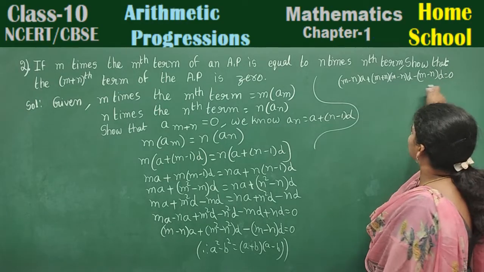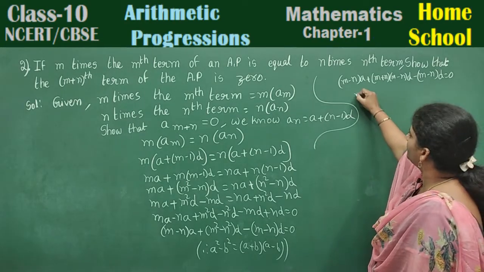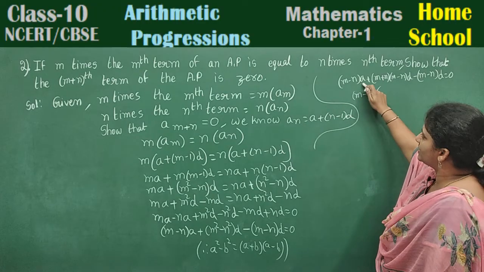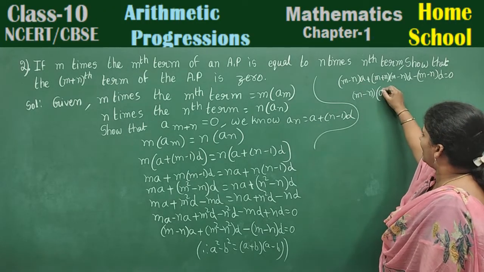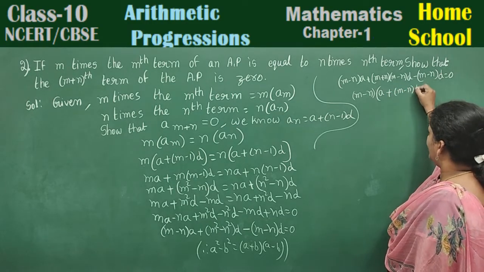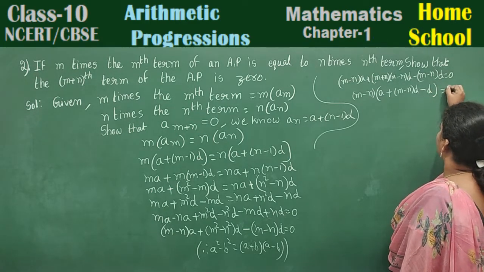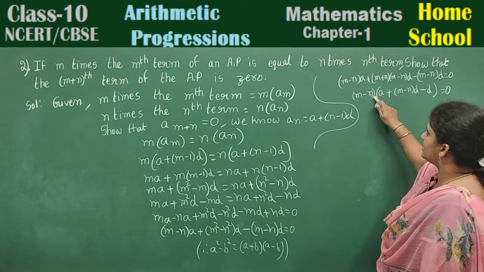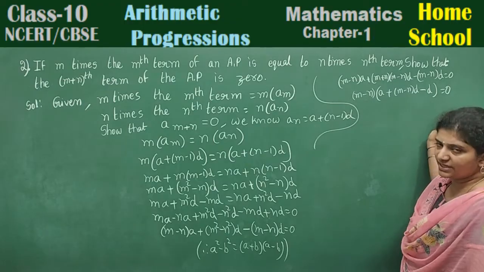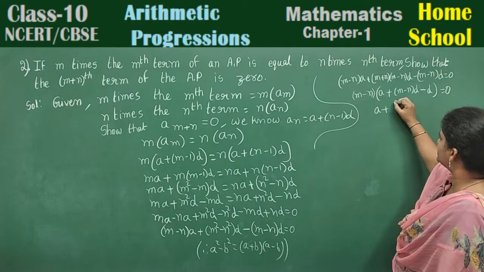Now in all these three, what is common? M minus n is common. Let's take out m minus n common. If m minus n is taken out common, you are left with a plus (m plus n) into d minus d is left, right? Is equal to 0. This m minus n transposed to the other side, multiply becomes divide. 0 divided by anything will be 0. Let me write this as a plus.